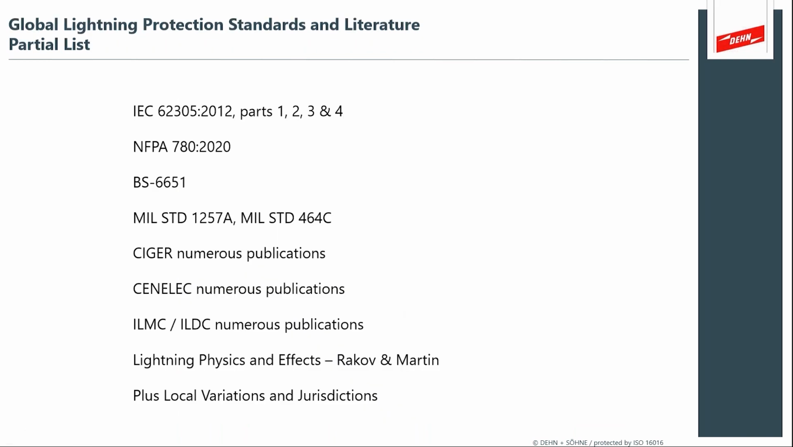So I've got a quick summary of standards. This is a snapshot. This is a partial list of standards. We've discussed a lot of the aspects of IEC 62305 today, which are, I would say, very well harmonized with NFPA 780, but that also is very similar to what you see in British standards. And it's also very similar to what you see in the MIL standards that our customers often employ. So the MIL standards 1257 and 464, they're very similar. They have very similar definitions of the lightning stroke itself.